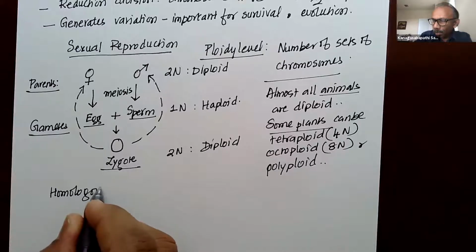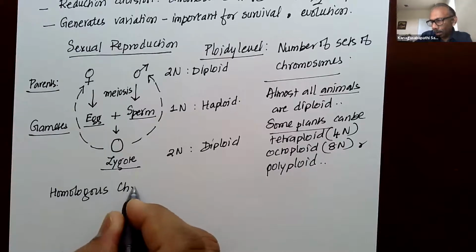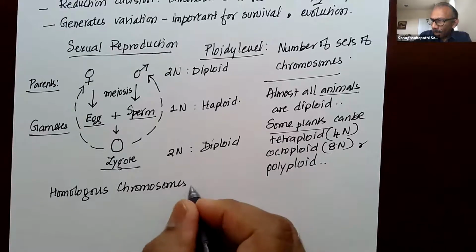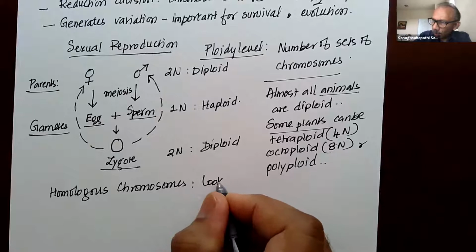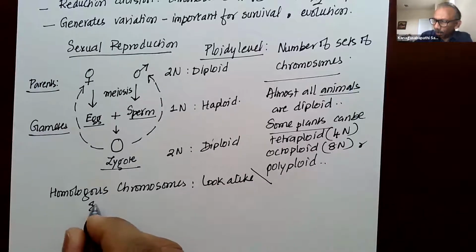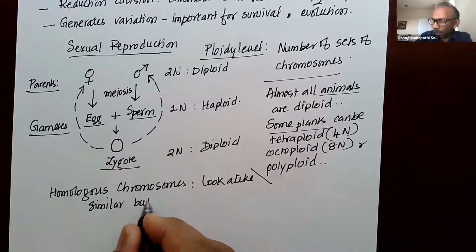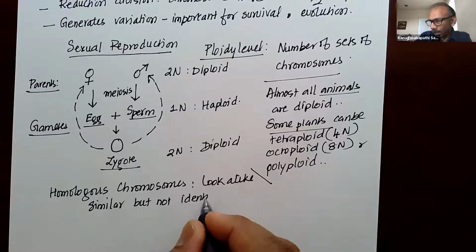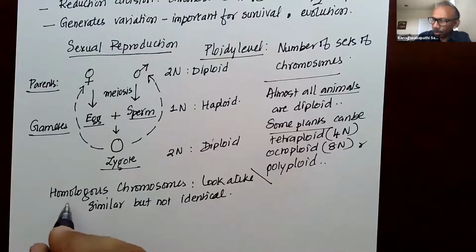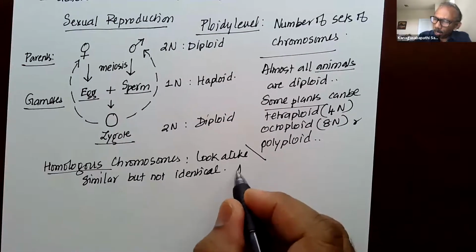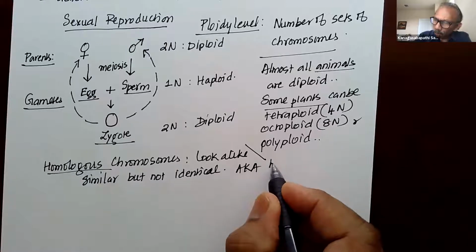The homologous chromosomes are called lookalike chromosomes. These are similar, but not identical. Similar, but not identical. So what does that mean? They are also called homologs.